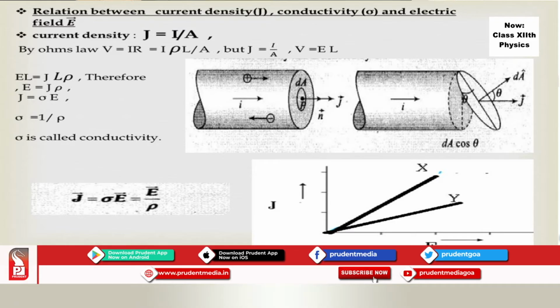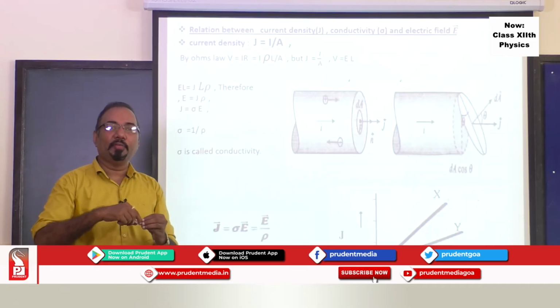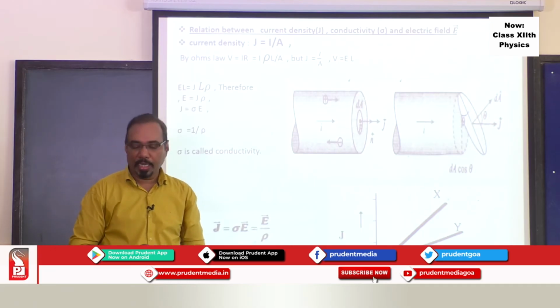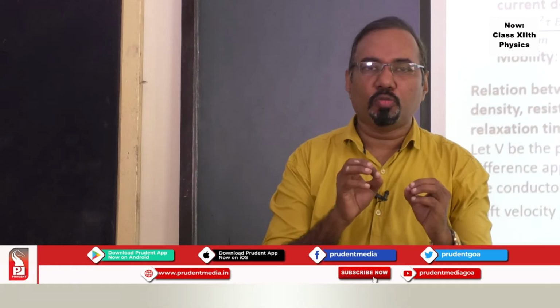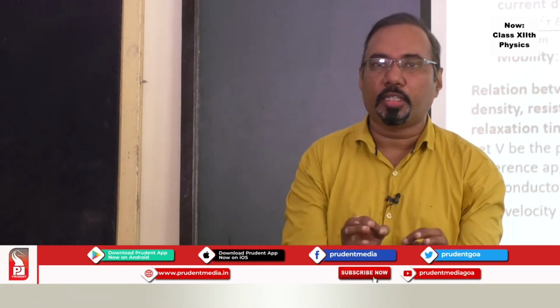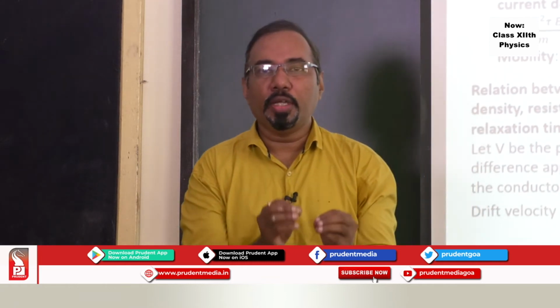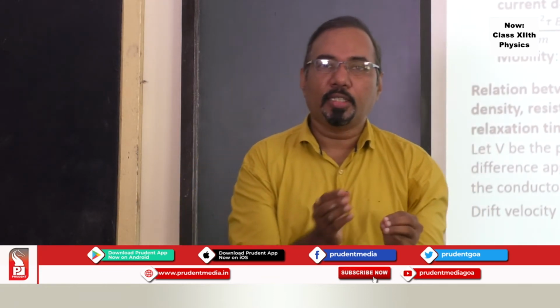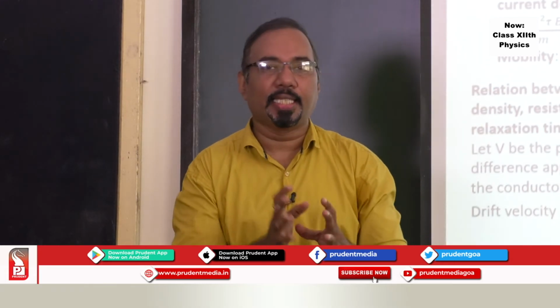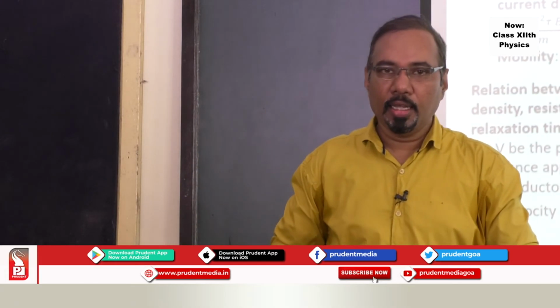Resistivity has a unit ohm meter. Conductivity will have a unit ohm meter inverse. So that is the unit of conductivity. So we have discussed what is drift velocity. Drift velocity is the average velocity of the electrons moving from lower potential towards the higher potential in presence of electric field, against the direction of the electric field.